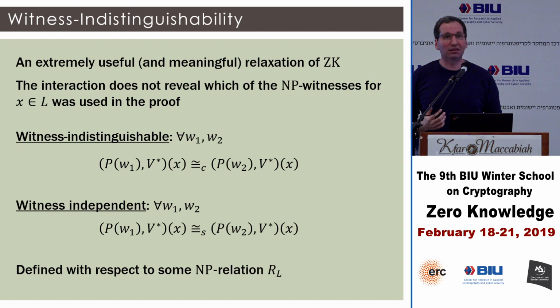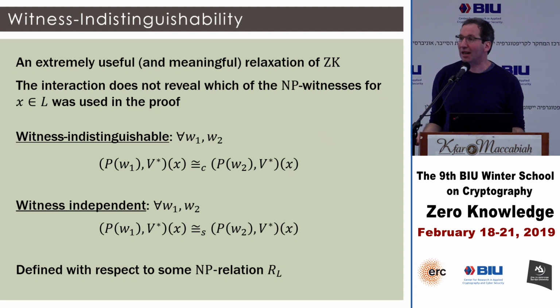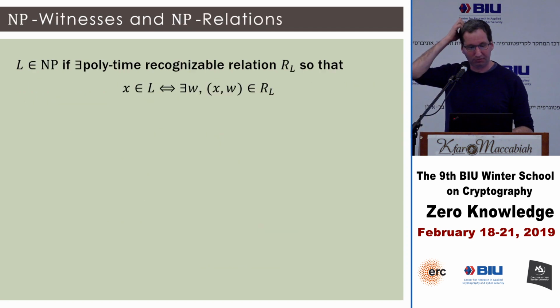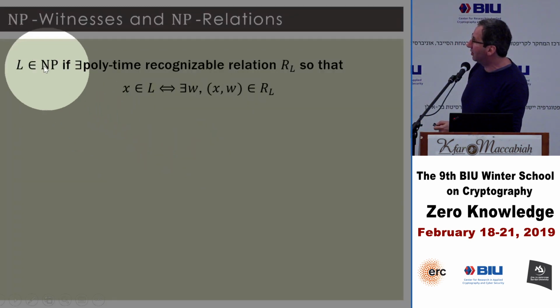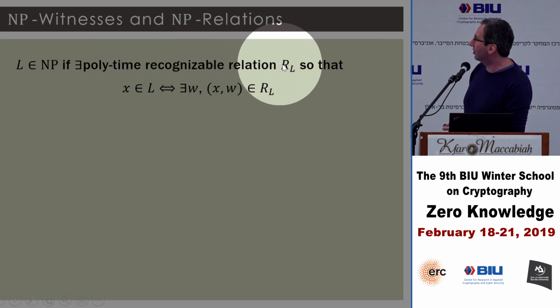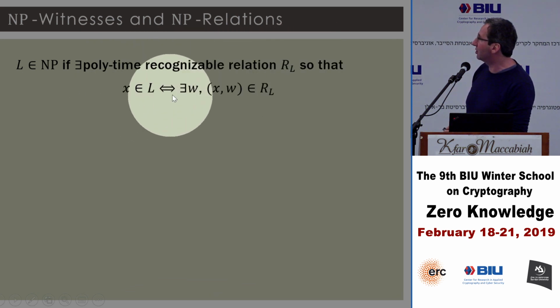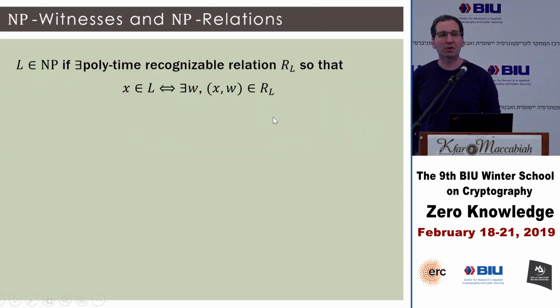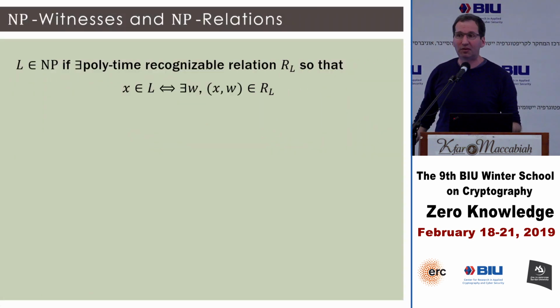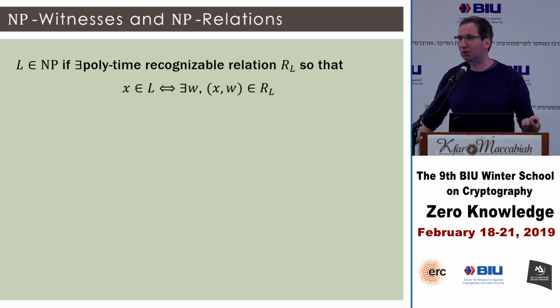Now, this is defined, when I say witness for X, what do I mean? For this statement to be even remotely meaningful, I need to define an NP relation. So let's talk about an NP relation. An alternative definition of a language in NP: a language is in NP if there exists a polynomial time recognizable relation so that X is in the language if and only if there is a witness, so the pair X, W is in the relation. What do I mean by polytime recognizable? It means that given X and W, I can decide if they belong to the relation or not.